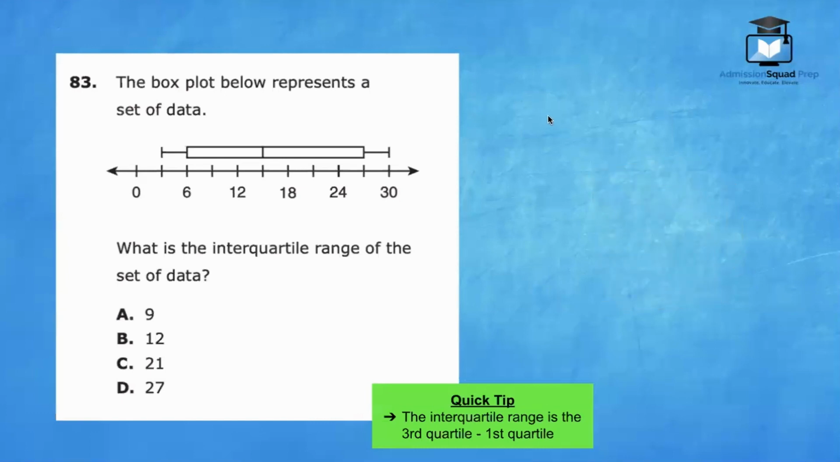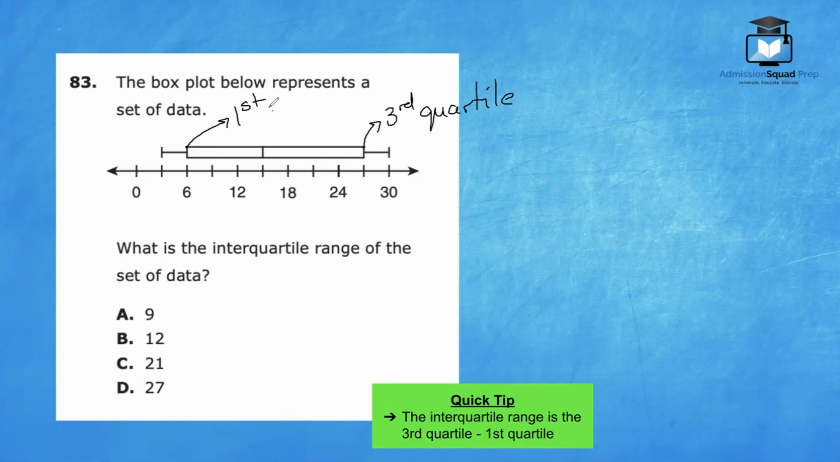Number 83, the box plot below represents a set of data. What is the interquartile range of the set of data? Remember, the interquartile range is the third quartile minus the first quartile. The number right here is always our third quartile. That is the vertical line to the right of the box. And the number right over here is going to be our first quartile. That is the vertical line to the left of the box.